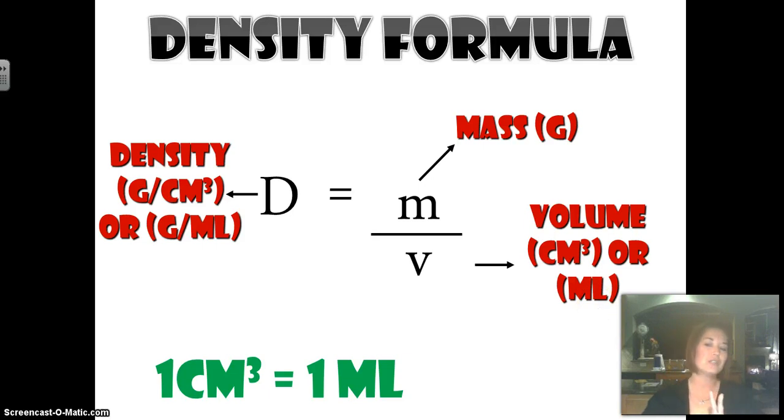Since there's two units for volume, there are also two different units you might see for density. You might see density described as grams per centimeter cubed if you're describing the density of a solid object, or grams per milliliter if you are measuring the density of a liquid substance. It doesn't really matter though, because 1 centimeter cubed is equivalent to 1 milliliter, so those two units really are interchangeable.